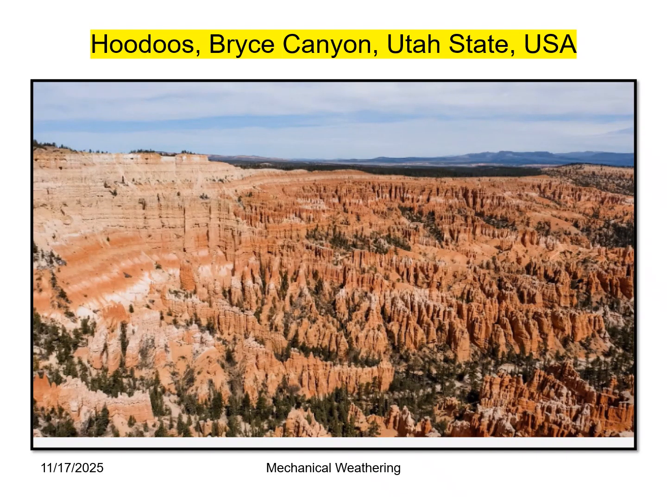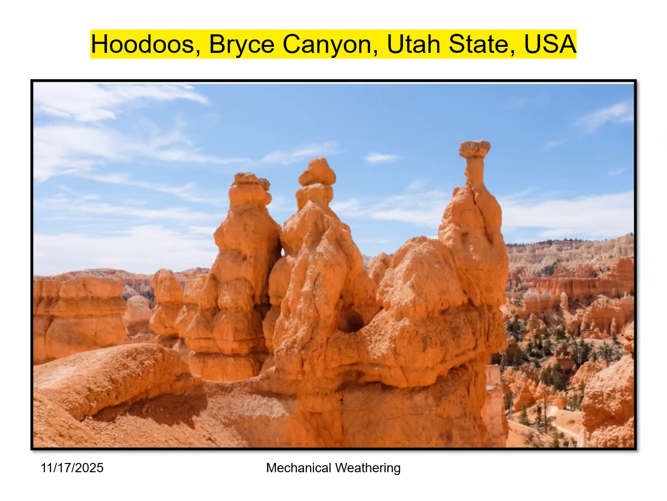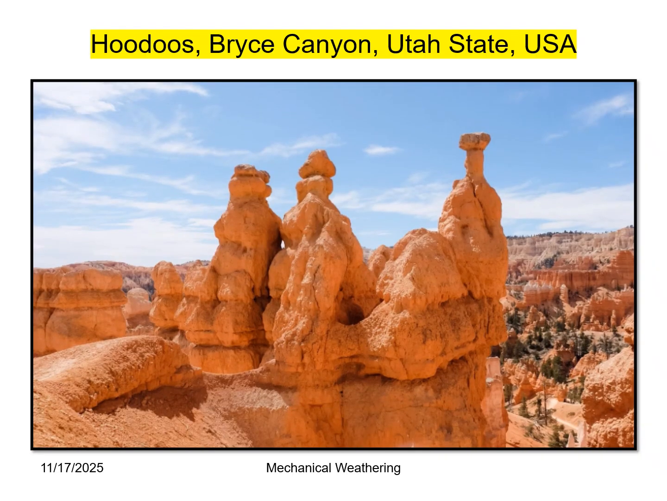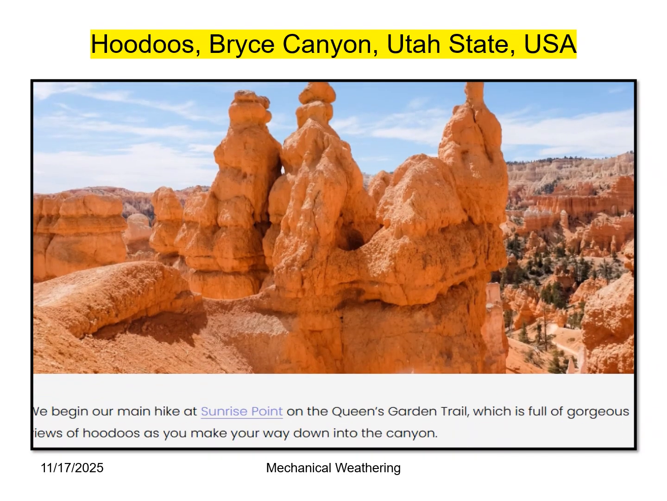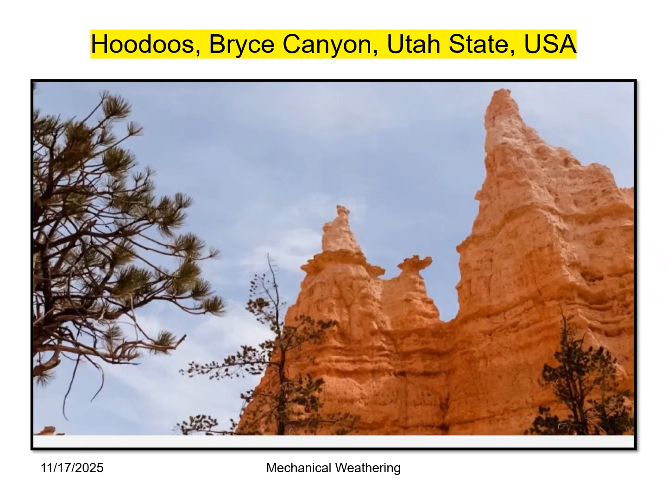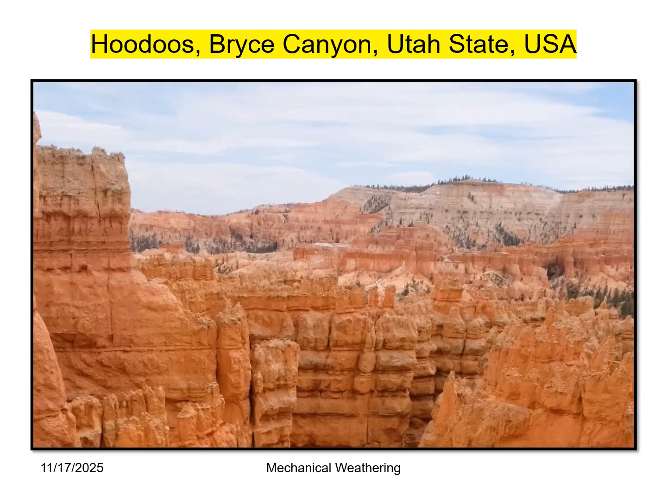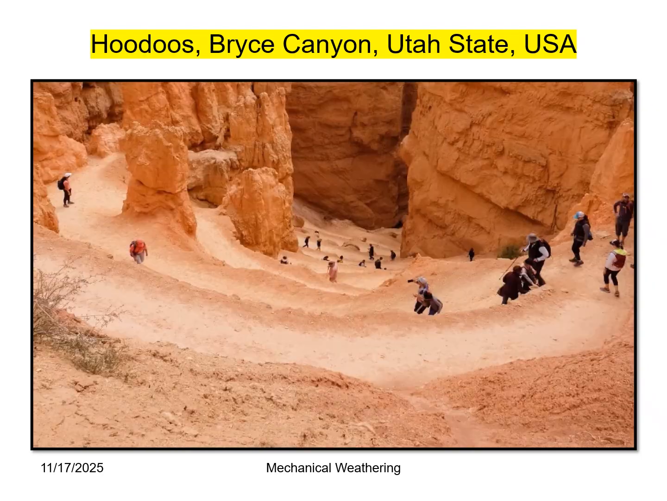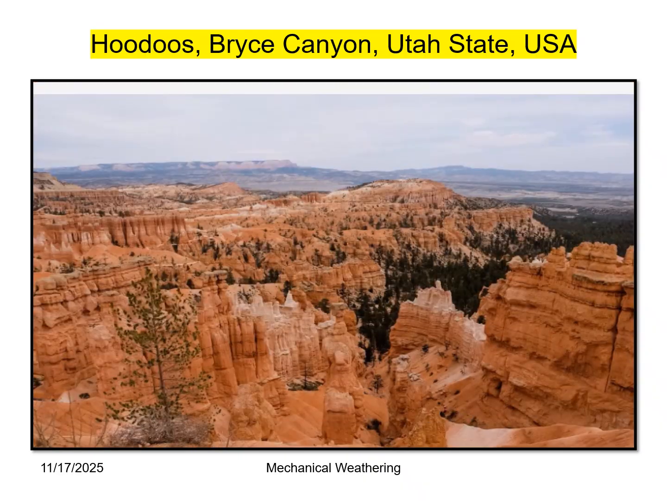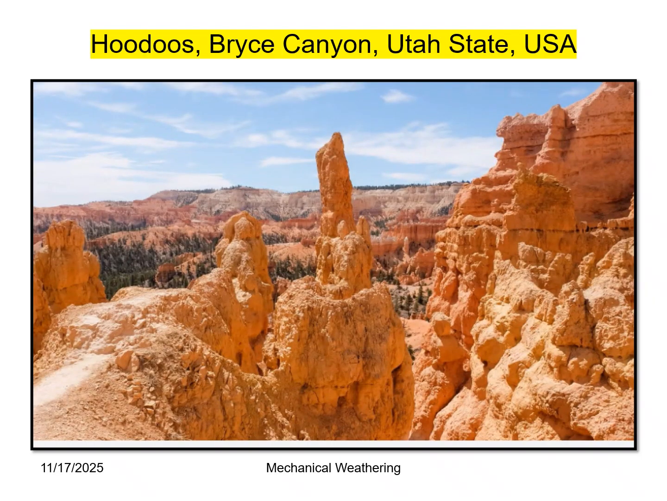It's formed through millions of years. It's the combination of frost wedging, thermal weathering, and water. And it is the most wondering landscape of subsurface and surface, rather the lithosphere. That landscape is shaped and formed by weathering. Hoodoos, Bryce Canyon of Utah, USA.